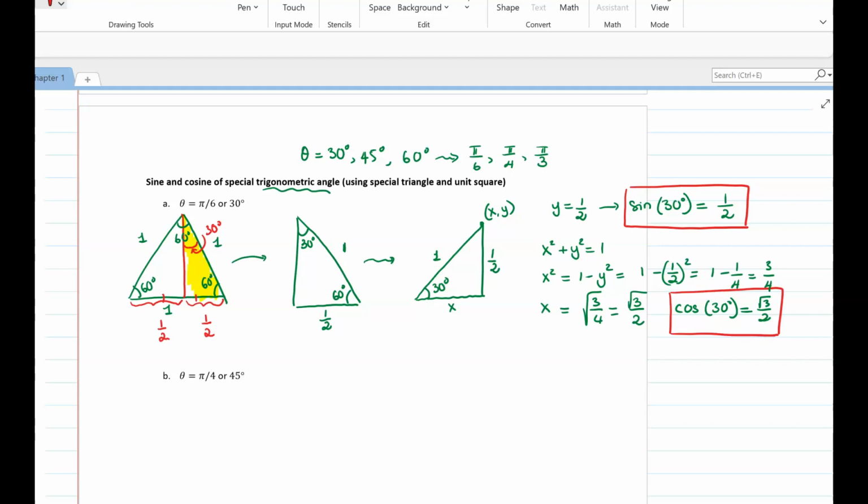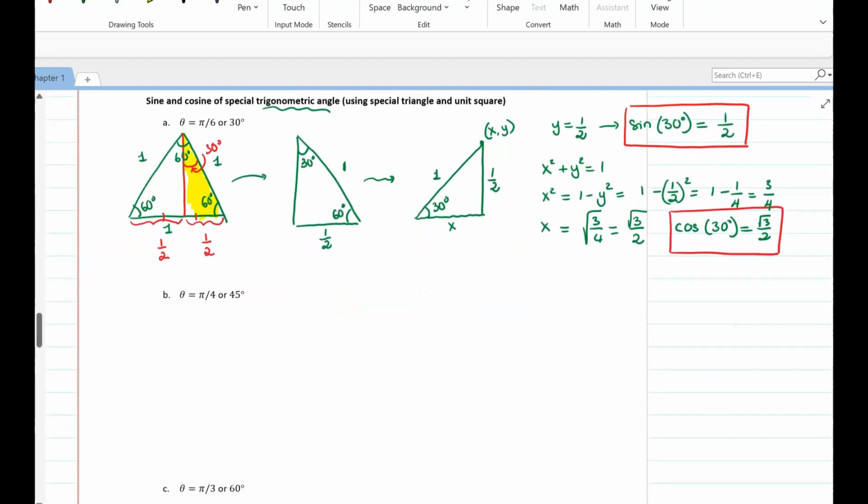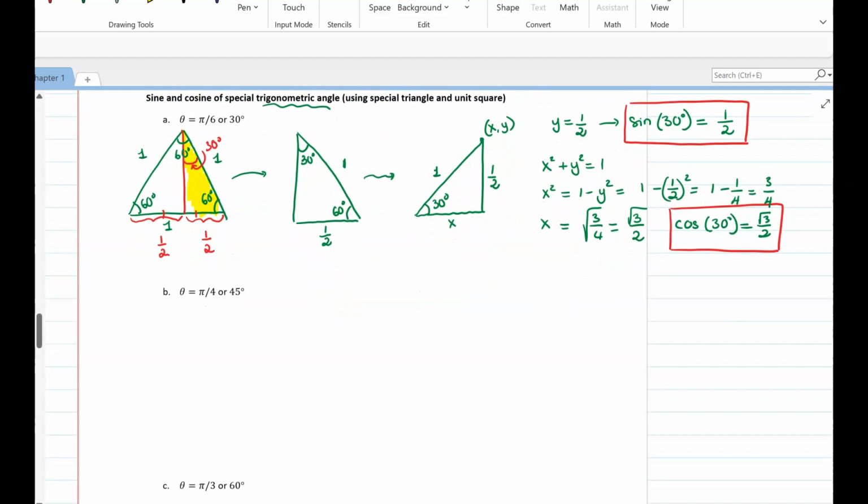Let's skip the 45 degree for now. Let's go ahead and try the 60 degree first, and we'll come back to 45 degree after. Before I move on to the 60 degree, let's take a look at this triangle again. So 60 degree is this value, right?